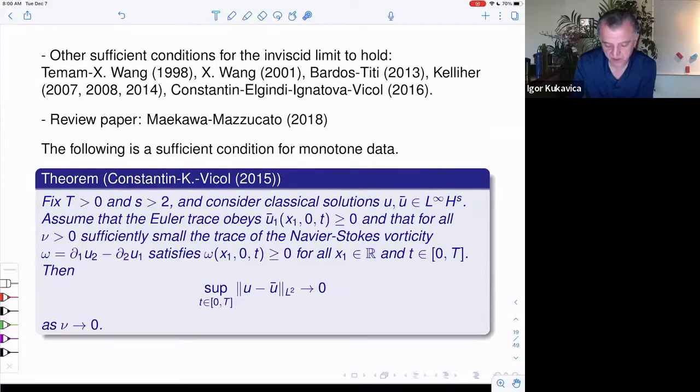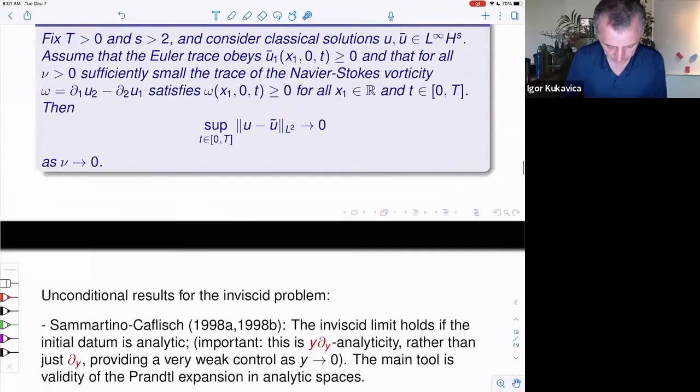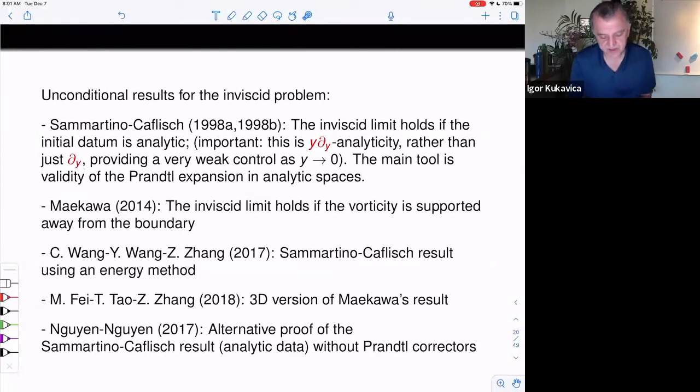So it's one of these where you assume something and then you obtain the inviscid limit to hold. For example, for the monotone data, these are the ones where U1 bar is positive, so the component is not vanishing. And the sufficient condition is that the vorticity is non-negative. So if that's true, then the vanishing viscosity limit holds. Of course, this condition is very reasonable to assume, but this one is a little bit harder to check. Yeah, so it's a sufficient condition: vorticity non-negative for the Navier Stokes. Okay. There are also unconditional results, and the list is growing, so it's still a quite active problem.